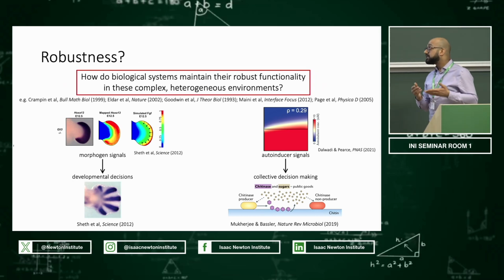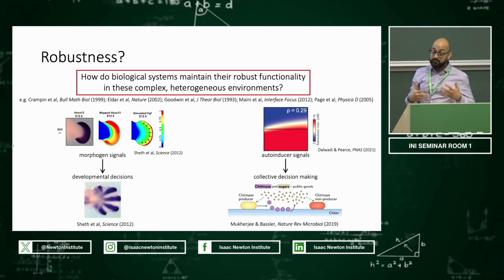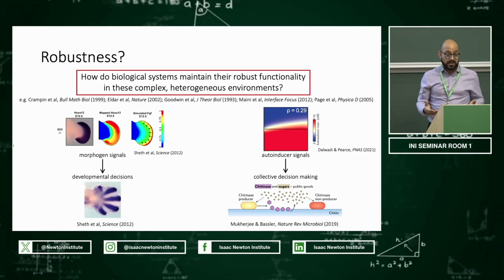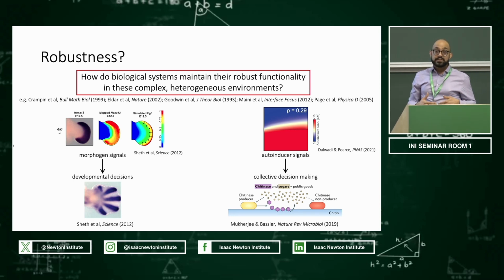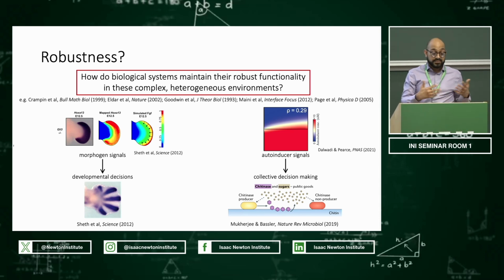But if you have spatio-temporally varying inputs with quite sensitive outputs, you might think that reliability would be an issue. However, biological systems are very widely observed to have very robust functionalities, robust outputs. So how is it that they are able to do this? And this question of robustness is one of the big questions in biology. It spans across many different contexts. It's been investigated in many different systems.